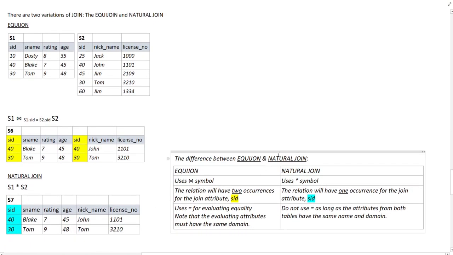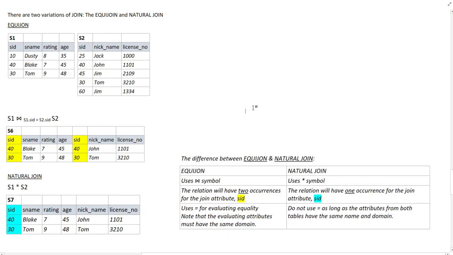Alright, so there are two variations of join: equivalent join and natural join. So again we go against these two relations, and we already saw this, so here we go over it again. We have S1 that we are going to join with S2 based on this condition. So here is one table, S1, and here's the S2 table, and there are only two rows that matched and are displayed there.